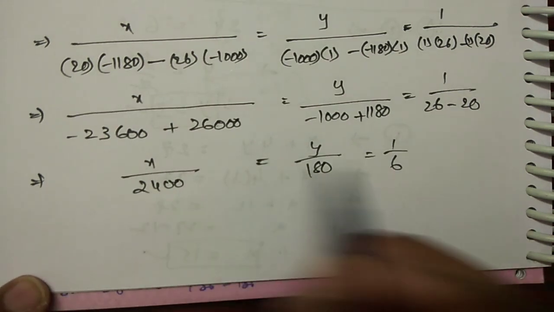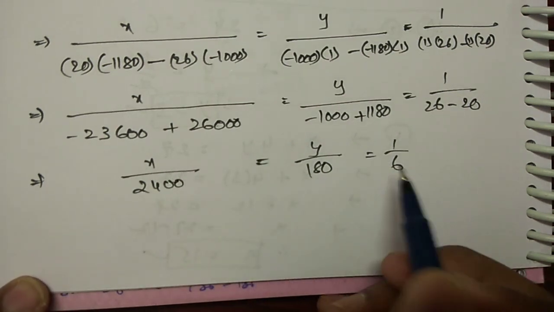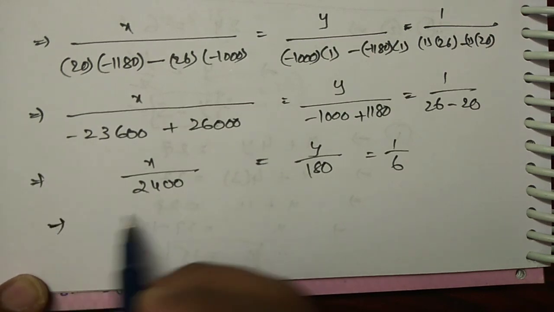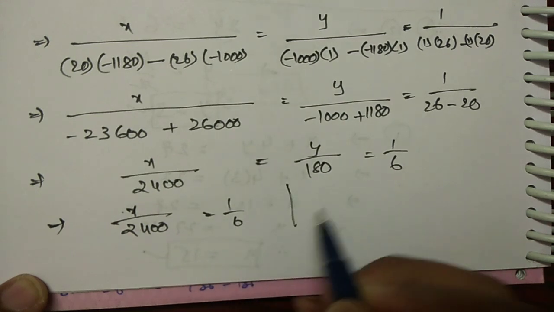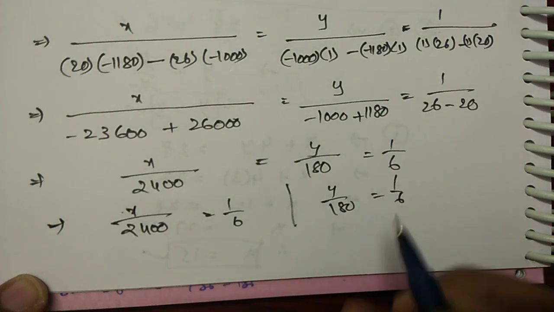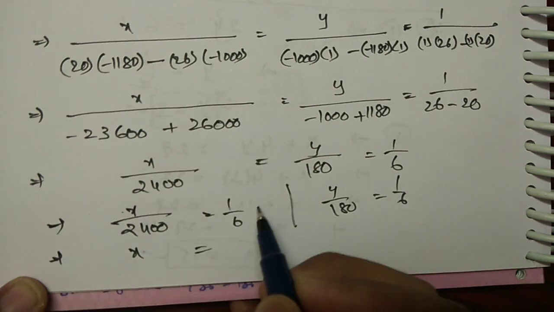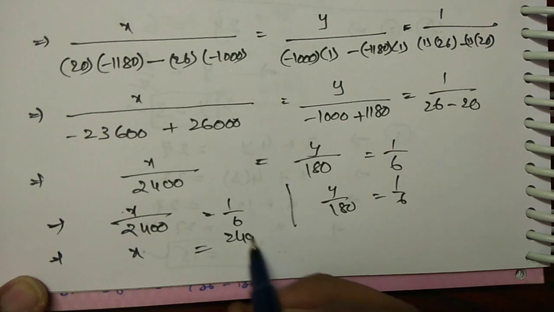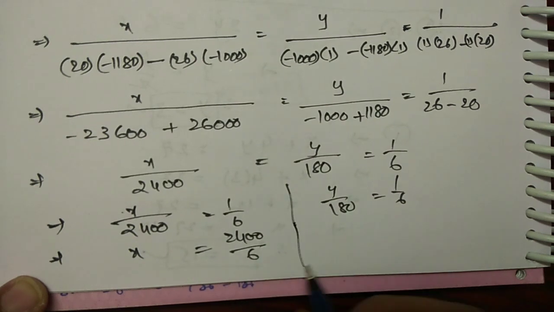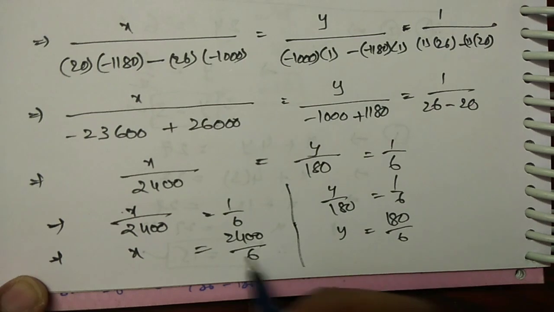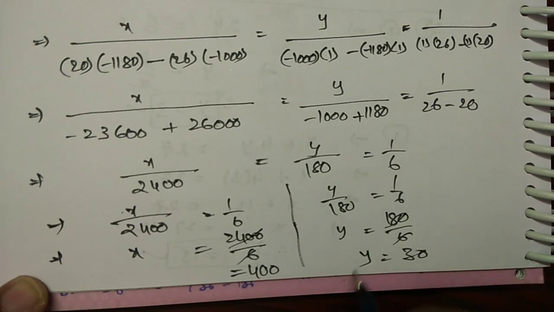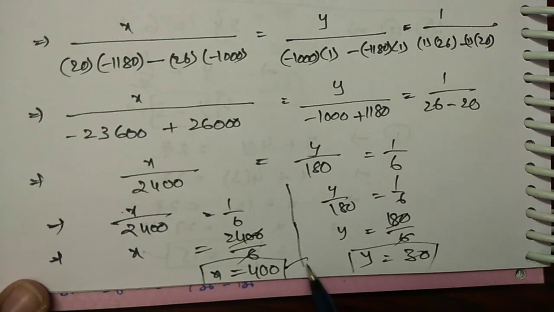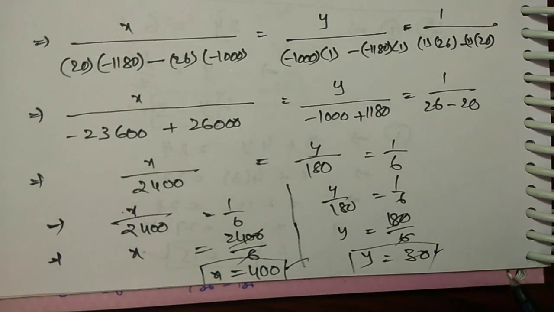So to get x and y values, when 3 are equal, we can equate any two. So let us equate the first and third one, and second and third one. x by 2400 equal to 1 by 6, y by 180 equal to 1 by 6. Cross multiply, transpose this side: x equal to 2400 by 6 and y equal to 180 by 6. If we divide, this is 400 and this is 30. So y is 30, x is 400. That means the hostel charge is 400 per day. The food cost is 30 rupees.